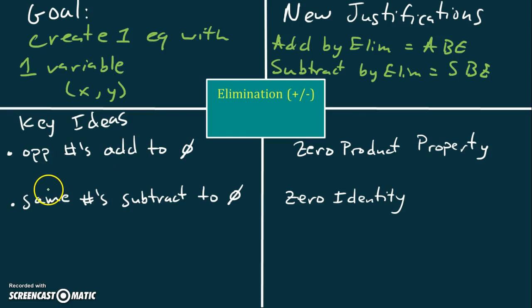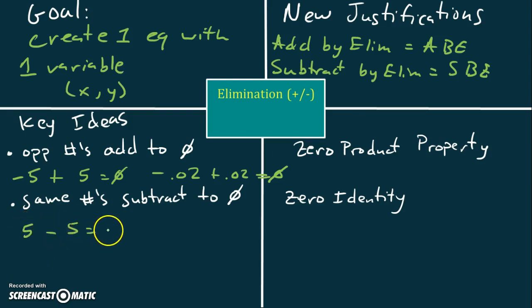Couple key ideas before we get into the example. The first is that opposite numbers add to 0. This is a fact. If you add up any opposite numbers, so if you add -5 and 5, which are opposite numbers, you add them up, they're going to equal 0. The same is true for -0.02 plus 0.02. Doesn't matter what the two numbers are, as long as they're opposites, they're going to add to 0. Very similar idea. Same numbers subtract to 0. So if you have the same numbers, let's say you've got 5 and you've got 5, when you subtract them, they're going to equal 0.